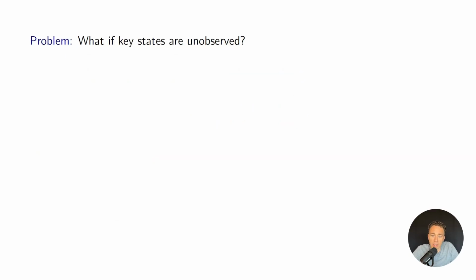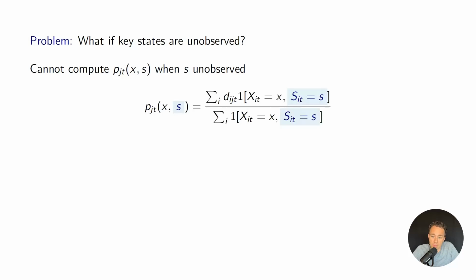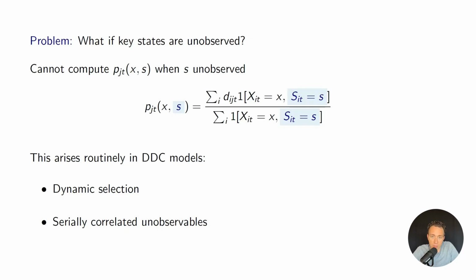So this brings up a problem: what if some of these states are unobserved? We can't compute probabilities from the data if we don't have data on them. So mathematically, let's assume that state S is unobserved. How do we compute this probability? This is a quite common problem in dynamic discrete choice models, either from dynamic selection or from serially correlated unobservables, for example, persistence in preferences or persistence in other aspects of the model.